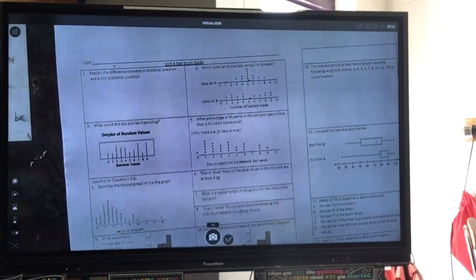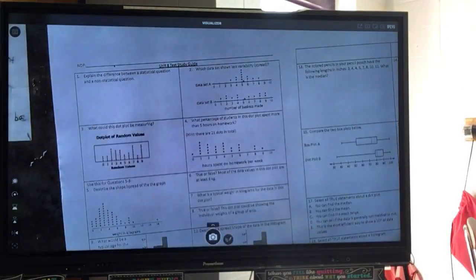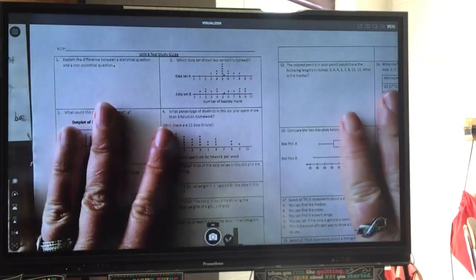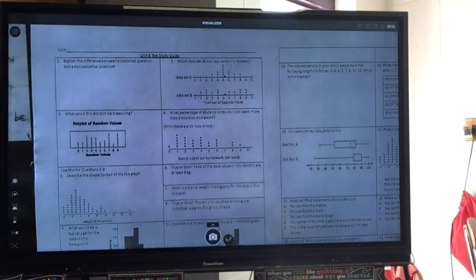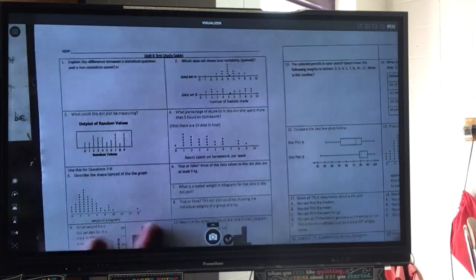Alright, so how many of you guys got the first 2 pages done? Alright, so we should be good for the most part for participation wise. Alright, so let's just start with number 1.